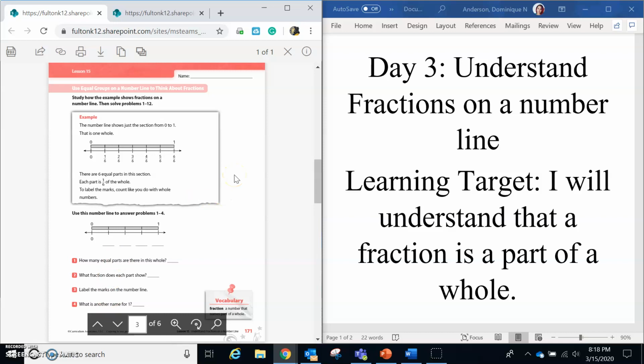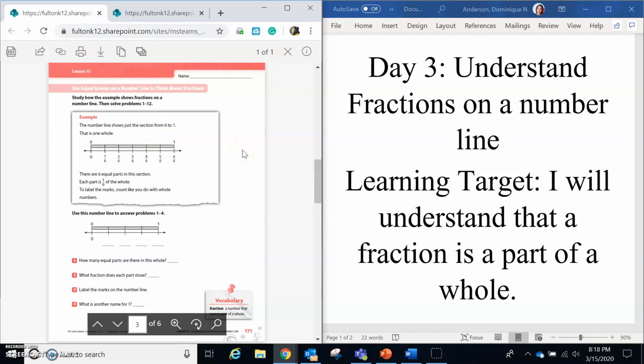Alright, so now we're getting to the meat of it all. So let's first look at our example. It says a number line shows just the section from 0 to 1. That is one whole. So from here to here is one whole. It'd be as if we took a square and stretched it out to show the one whole. There are 6 equal parts in this section. Again, we count the spaces. 1, 2, 3, 4, 5, 6.